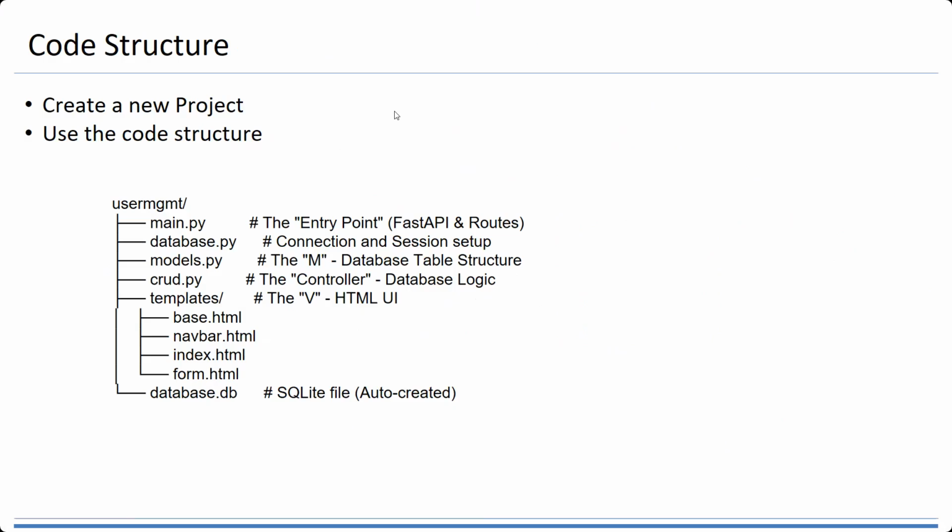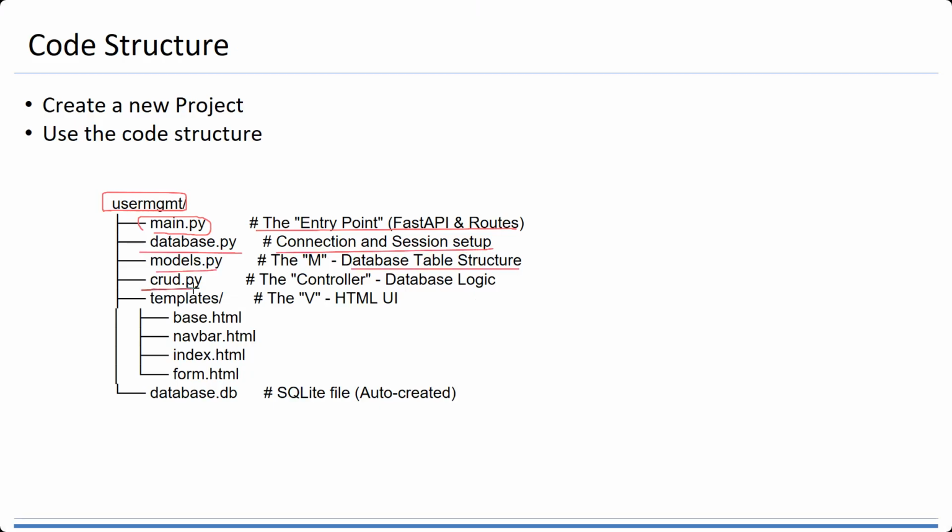Let's create a new project and let's use this code structure. So maybe I will make the new project with this name, user Mgmt. As you know, we will have the main.py. So I can say that this is the entry point for FastAPI and the routes. And then the database.py is the connection and the session setup. And models.py is the models for the database structure.